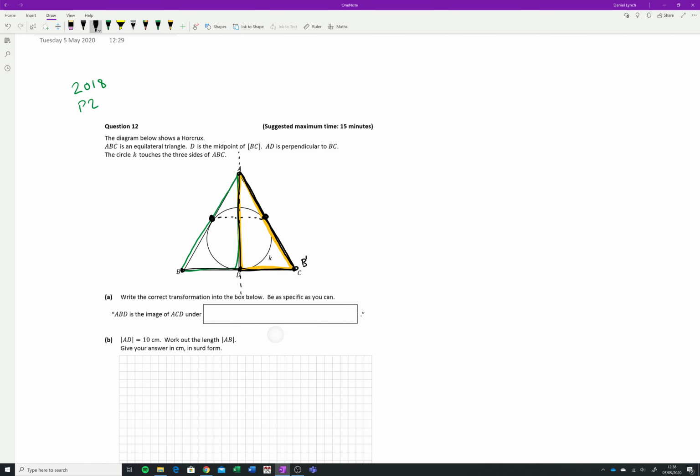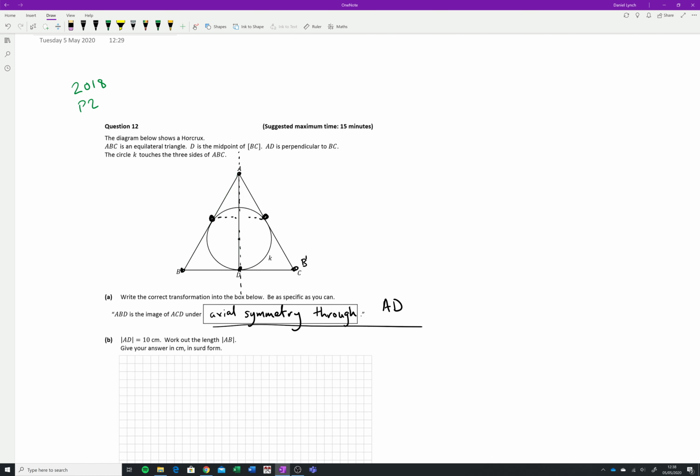They don't want you to say just axial symmetry, although it is. What type of axial symmetry? Like, what line did you send it through? So you would say axial symmetry through the line AD. Okay, make sure that that is nice and clear for them.